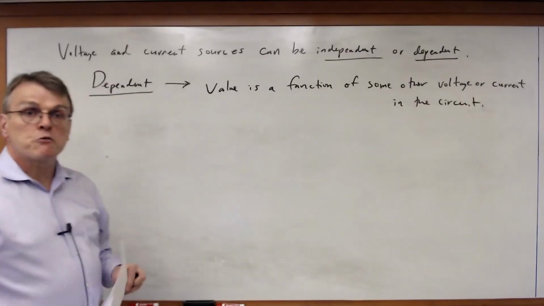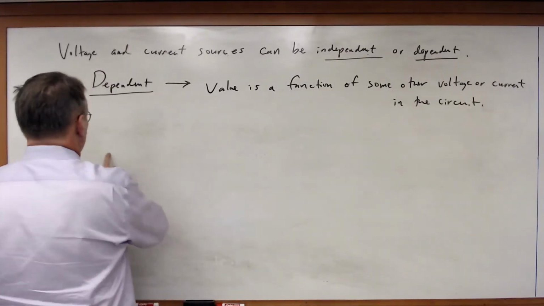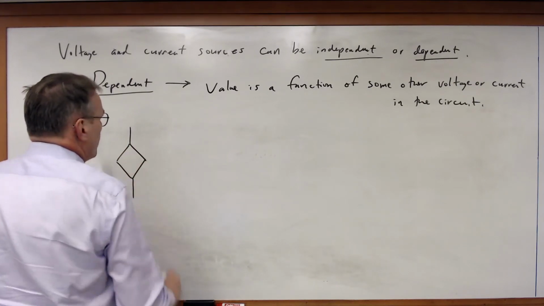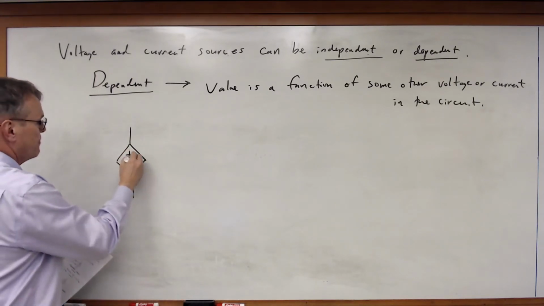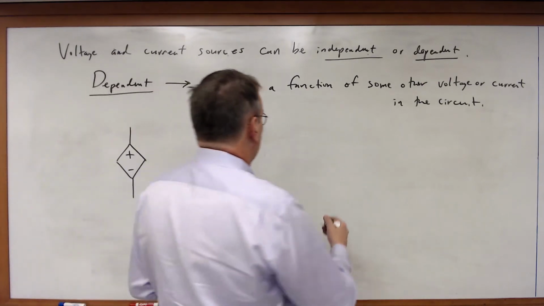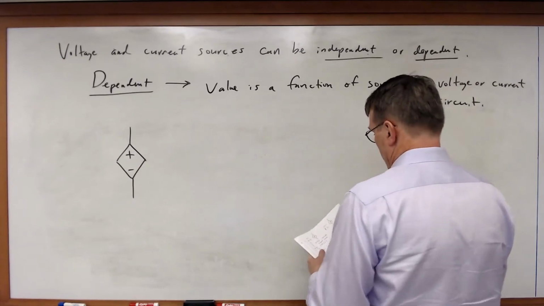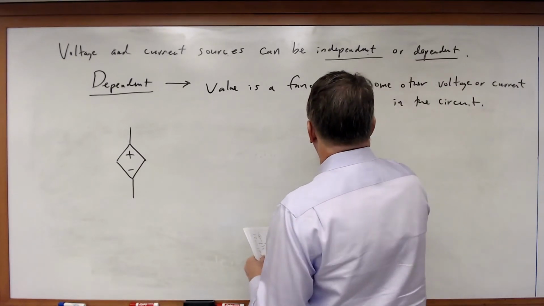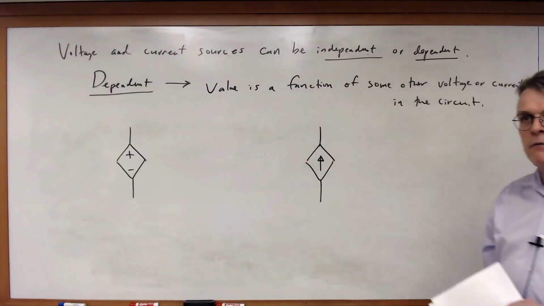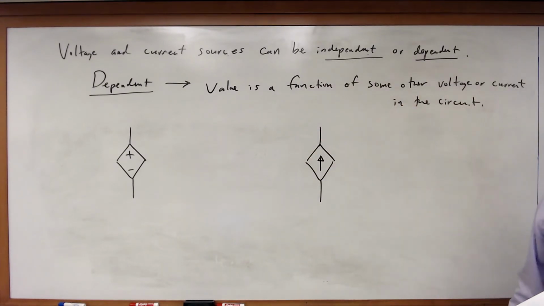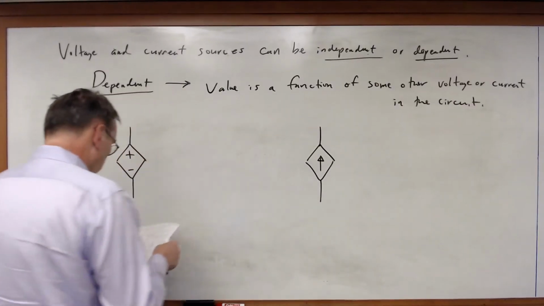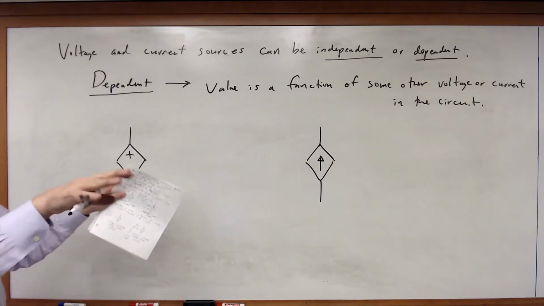A dependent source is drawn differently. Drawn like a diamond. Positive and negative for the voltage source. And once again, direction defined for the current source. So these are dependent sources. But the difference here is with these sources, the voltage or the current is going to be a function of something else in the circuit.